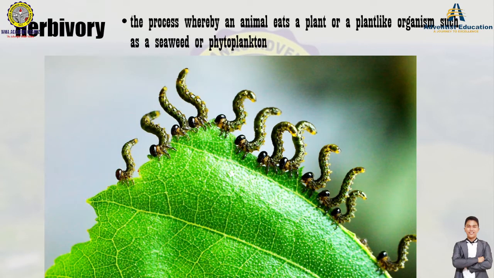Okay, next one is herbivory. Herbivory is the process whereby an animal eats a plant or a plant-like organism such as seaweed or phytoplankton. I'm sure you are familiar with this: these worms will eat the leaves. That is called herbivory, and that is one interaction in our surroundings, so that these worms will live. That's the reason why they eat the food or the leaves in the surroundings.